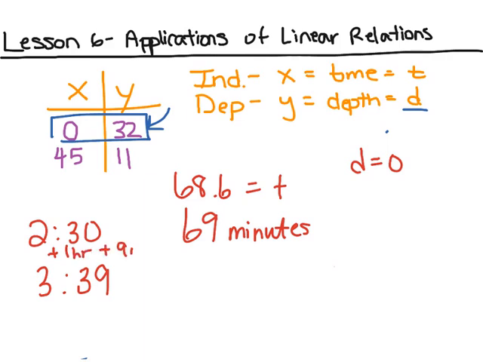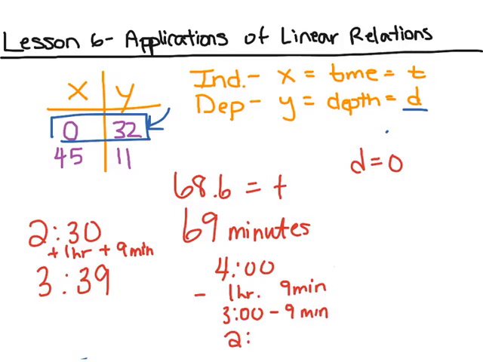Now that's not really helpful for us because we want the pool to be empty by 4 o'clock. There's a lot of time there. So what we're going to do is take 4 o'clock and subtract 1 hour and 9 minutes. So 3 o'clock would be an hour, minus 9 more minutes. So we have 2 o'clock and 51 more minutes. So she should start emptying the pool at 2:51 p.m.